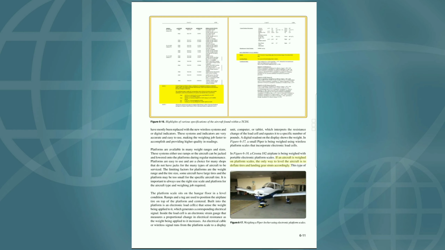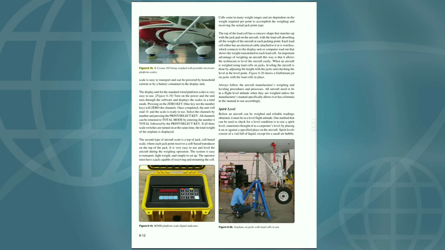If an aircraft is weighed on platform scales, the only way to level the aircraft is to deflate tires and landing gear struts accordingly. Figure 6-17. Weighing a Piper Archer using electronic platform scales. Figure 6-18. A Cessna 182 being weighed with portable electronic platform scales. This type of scale is easy to transport and can be powered by household current or by a battery contained in the display unit.